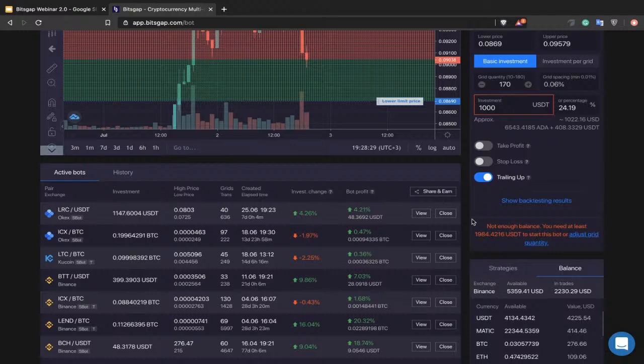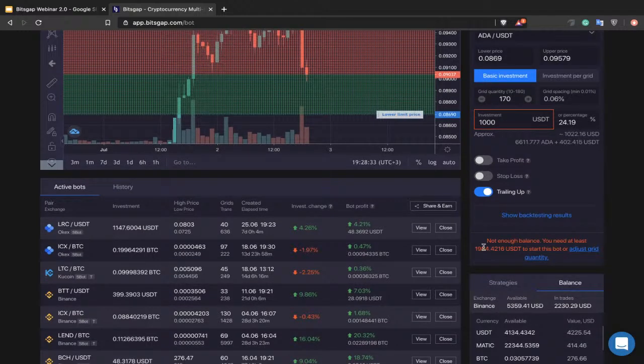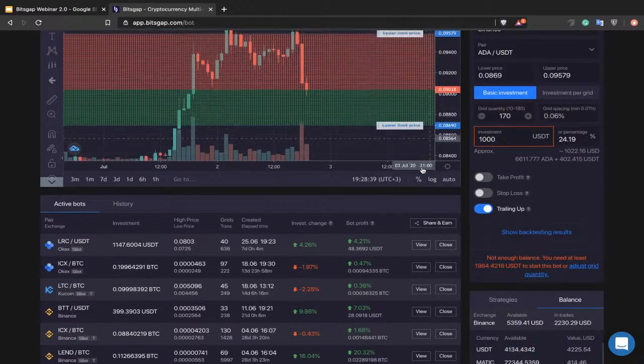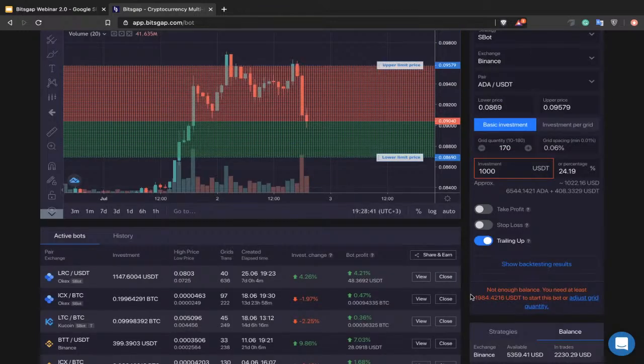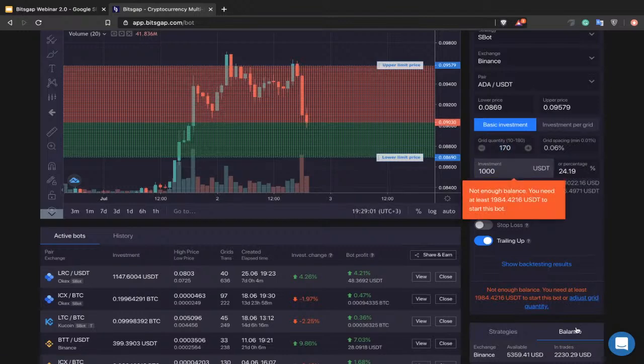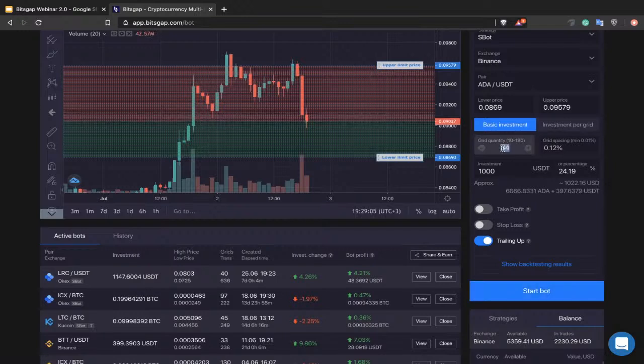And yeah, for some reason it's telling me that I'm not able, whereas I actually have this amount. That's strange. But in any case, just imagine that you don't have that amount on your balance, whereby clicking on adjust, you can have your grid amount reduced to the level which would allow you to launch the bot with 1,000 USDT. So I click on it, and now you see, instead of 170, I now have 84 grid levels. So with 84 grid levels, I can allocate 1,000 USDT to this strategy.